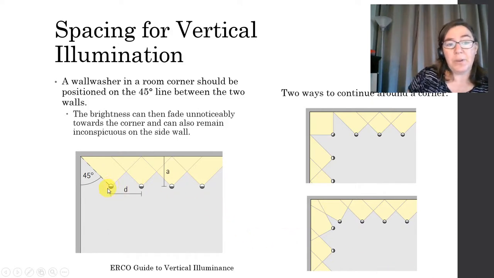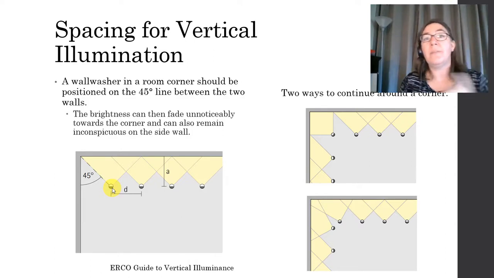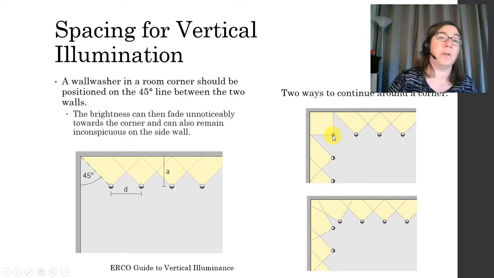It turns out that what you want to do is position your first one, or the one next to the corner, in a 45-degree line between the two walls. Or if you're going to continue around the corner, you can place one again directly at that 45-degree line, but pointed at the corner. Or, this will give you a more even light distribution, add 2 of them and turn that corner.